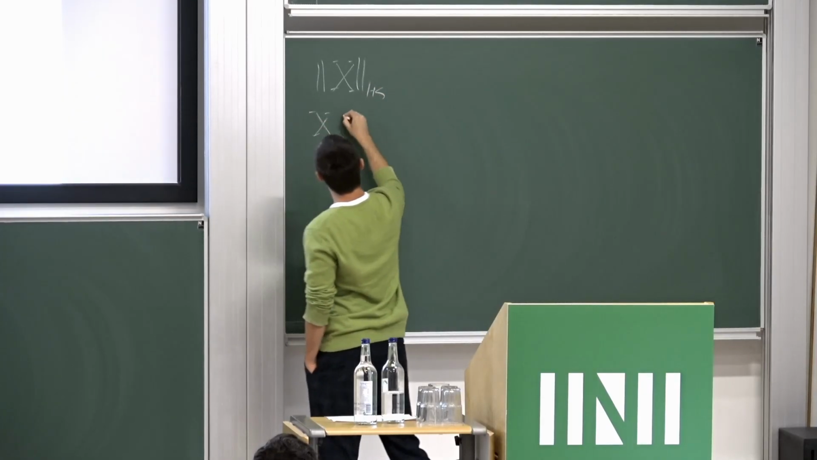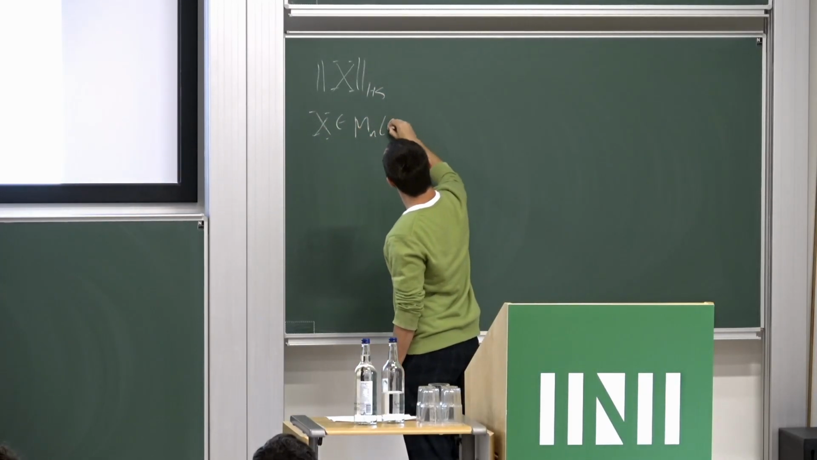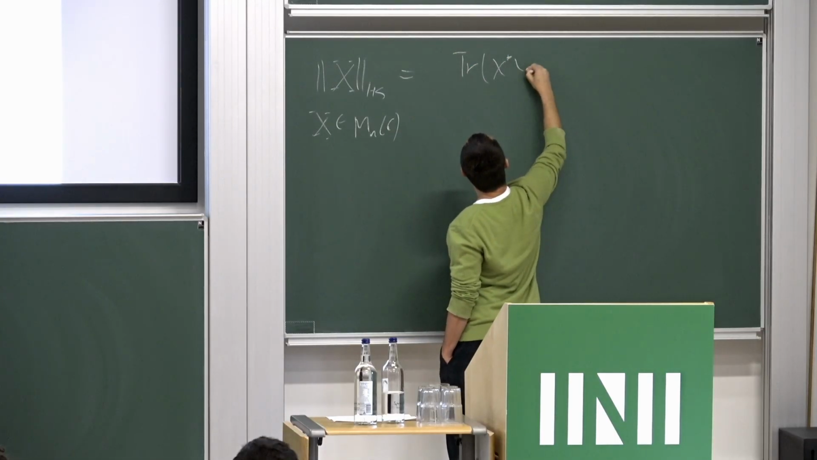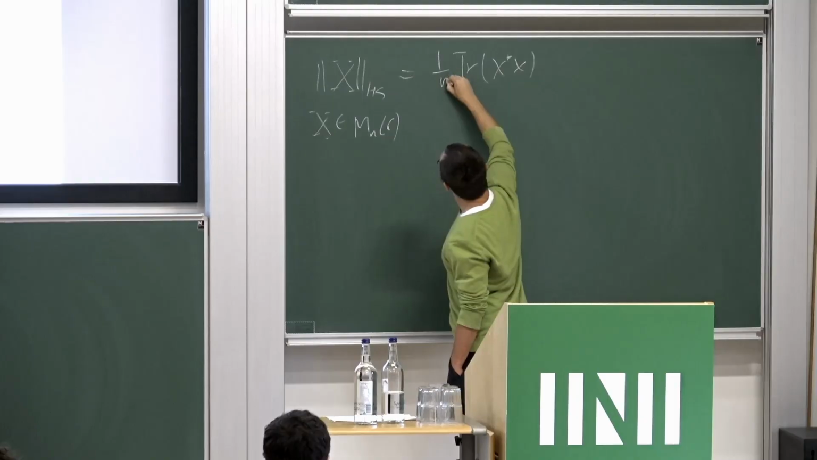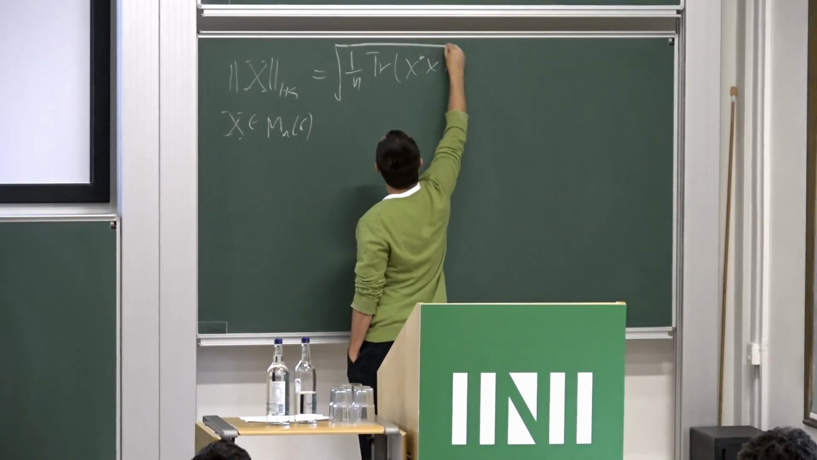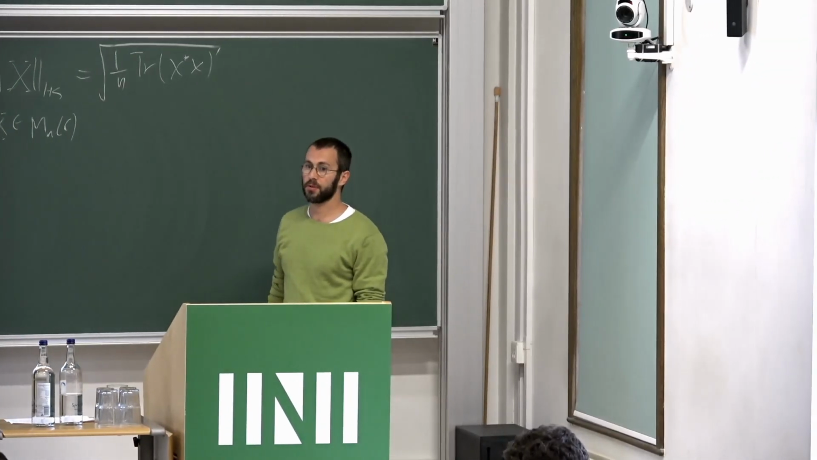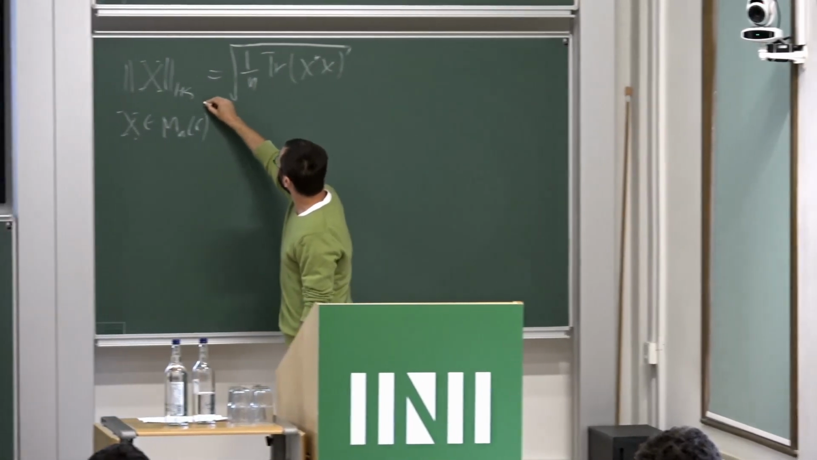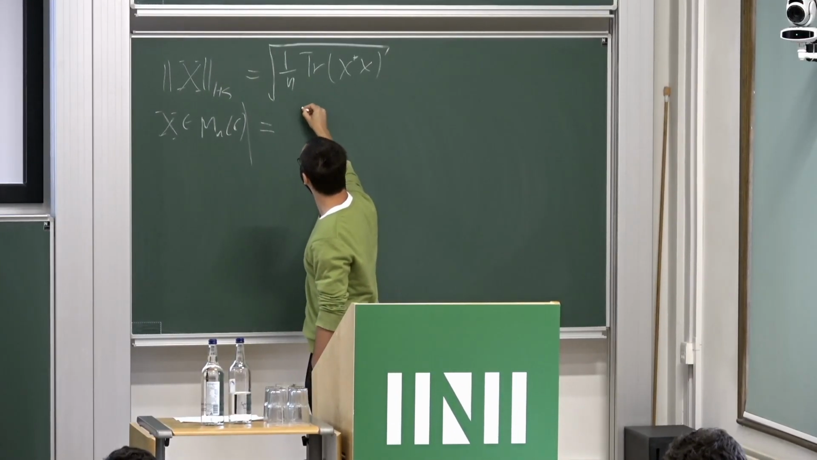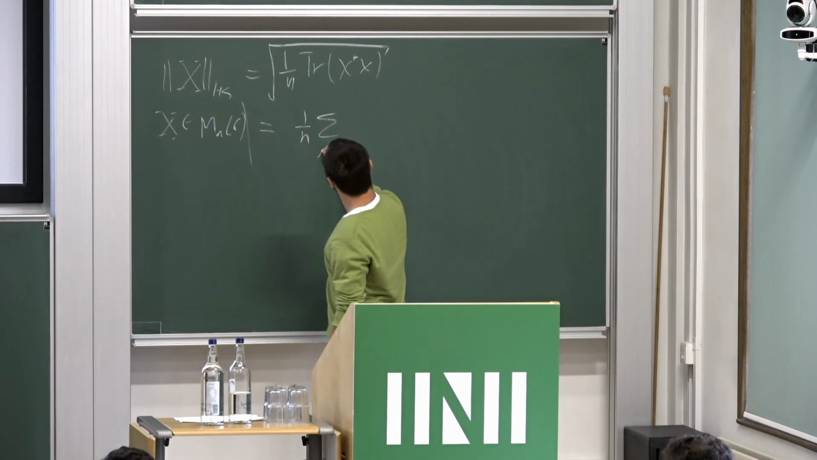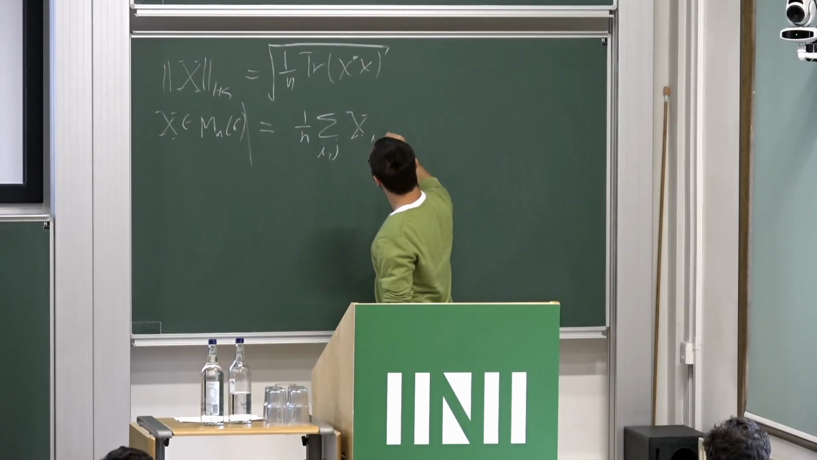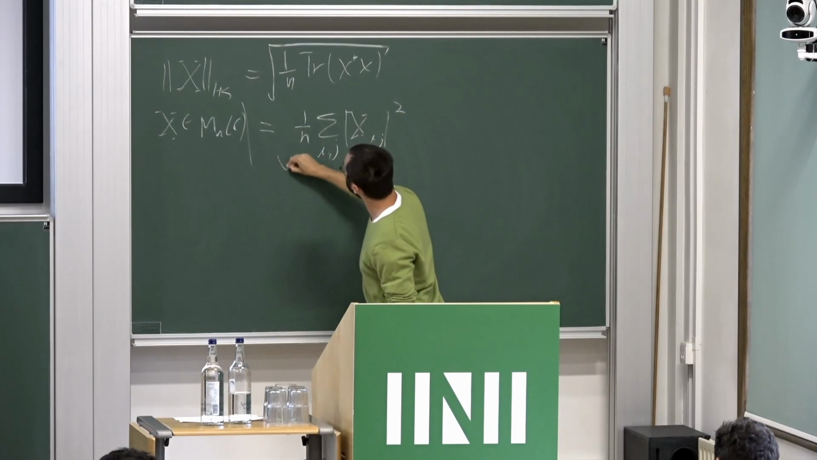Now, X is a matrix. This is the trace of X star X. And now we always normalize. You can do a non-normalized version, you'll get a different variation of the problem. And you take the square root. This is the Hilbert-Schmidt norm, the normalized Hilbert-Schmidt norm. If you work with coordinates, if this is an actual matrix and you check what this is equal to, what you get is 1/n times the sum over ij of x ij squared.